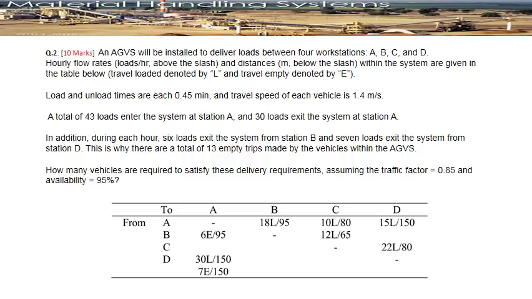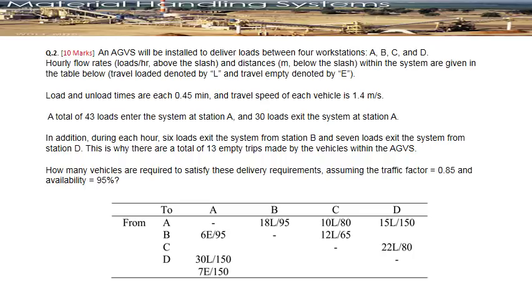So something similar here. We are going to have the timing for the loading and unloading, which is 0.45 minutes, and each vehicle speed was 1.4 meters per second. The total is 43 loads into the system at station A and 30 loads exit station A. In addition, during each hour, 6 loads exit the system at station B and 7 loads exit the system from station D. And that's why we have the 13 empty trips made by the vehicles within the AGVs.